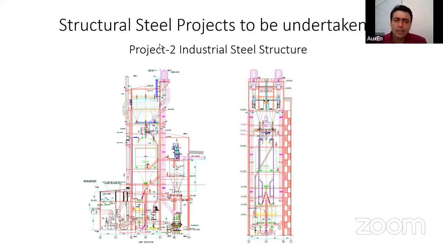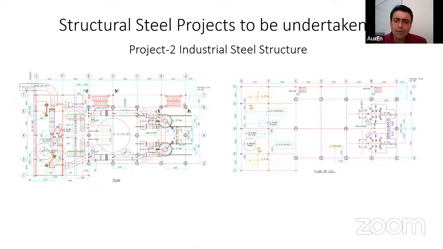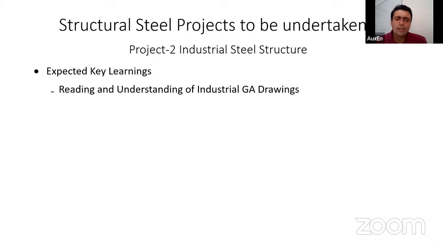What are the expected key learnings? These are the two sectional elevations. This is the plan view. Just for representation purposes, there are actually several plans, but I could only show two plans on the slide right now. What are the expected key learnings?